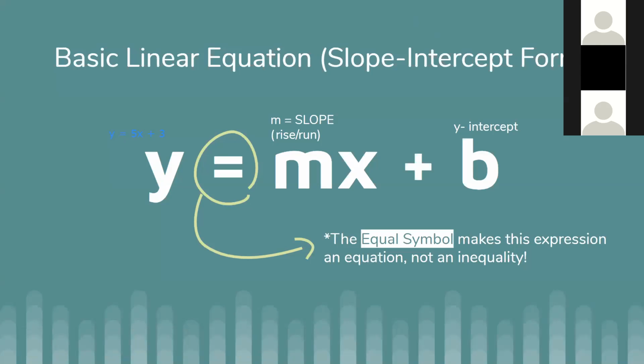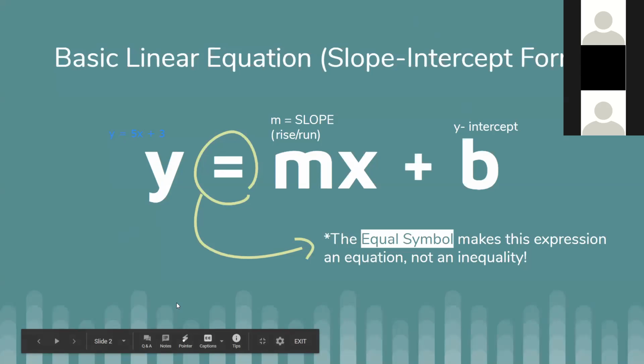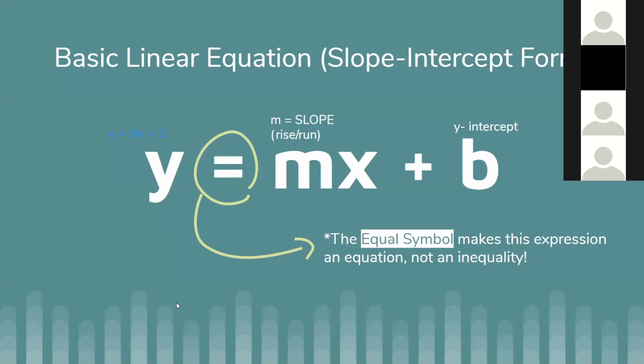Okay, cool. And then what would the y-intercept be? 3. So would it intersect the y-axis above 0 or below 0? Above. Yep. Okay, cool. Let's move on.